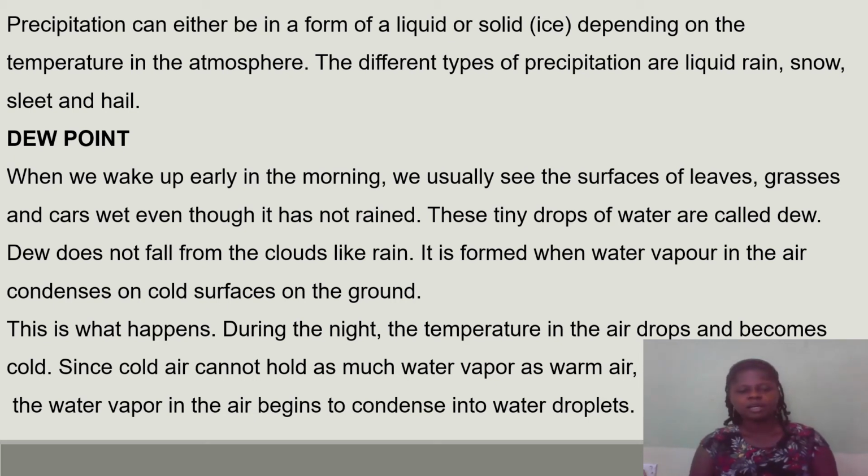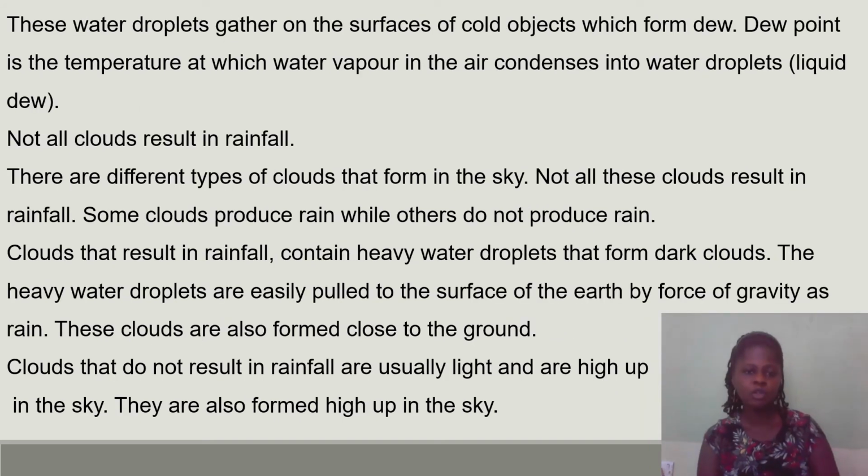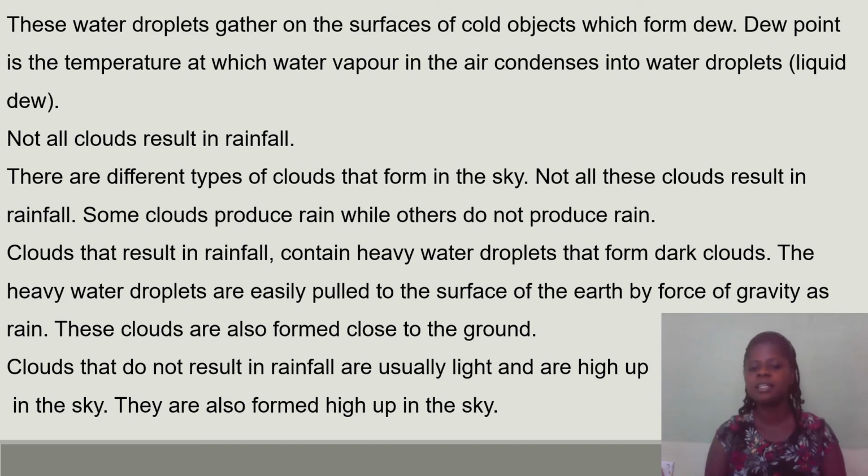So this is what happens. Okay, during the night, the temperature in the air drops and becomes cold. Since cold air cannot hold water like warm air, the water vapor begins to condense into water droplets. These water droplets gather on the surface of cold objects, which forms dew. Dew point is the temperature at which water vapor in the air condenses into water droplets or liquid dew.